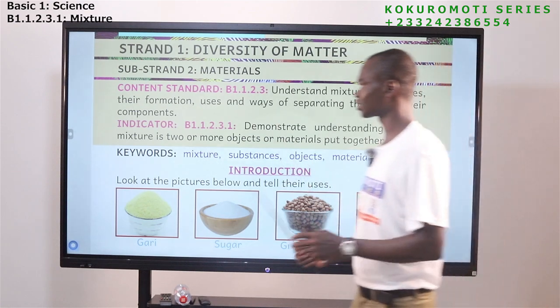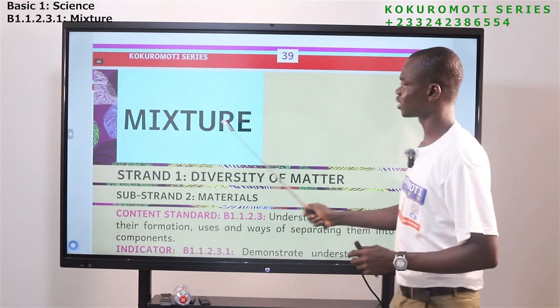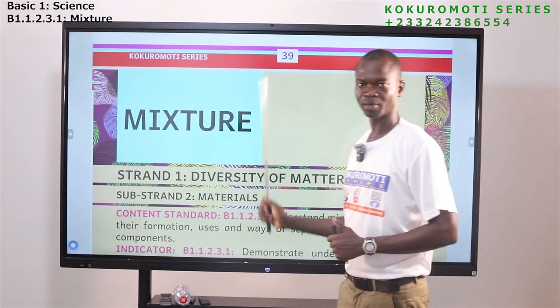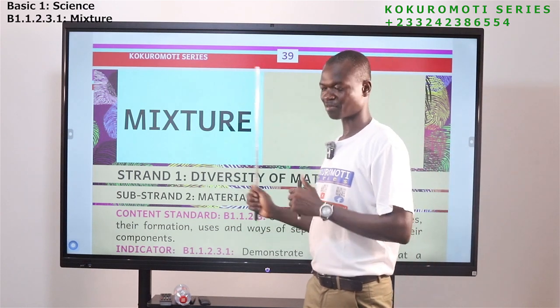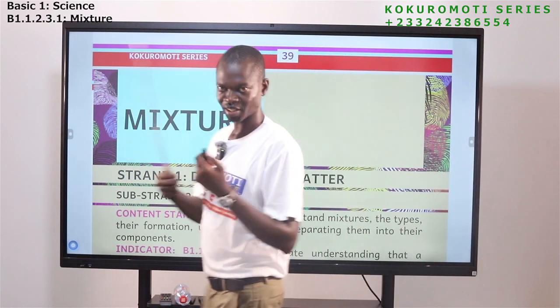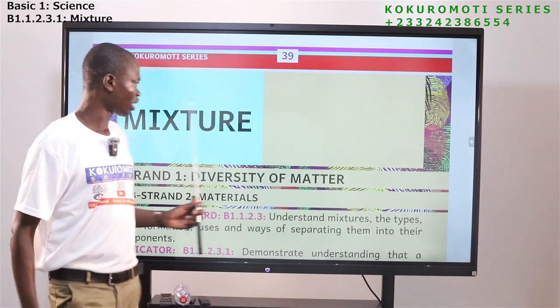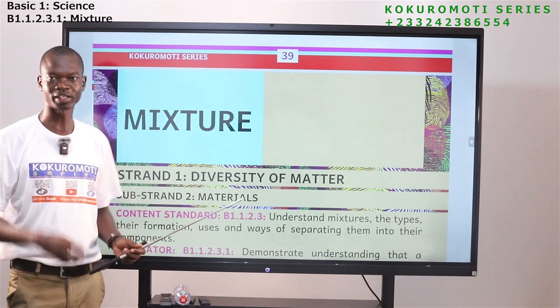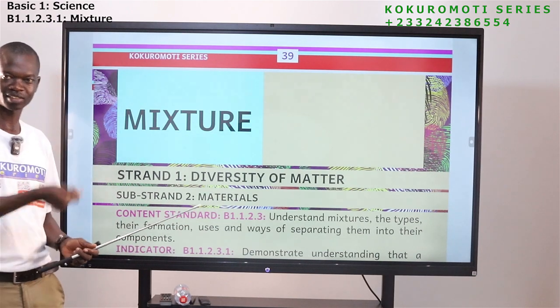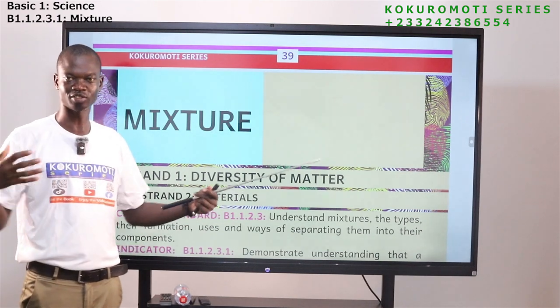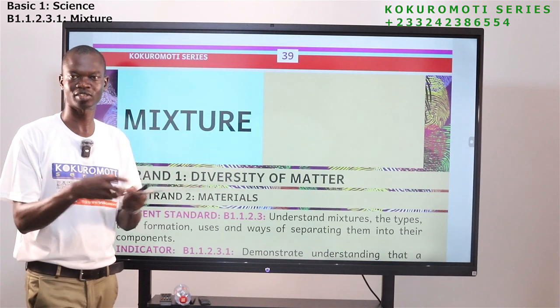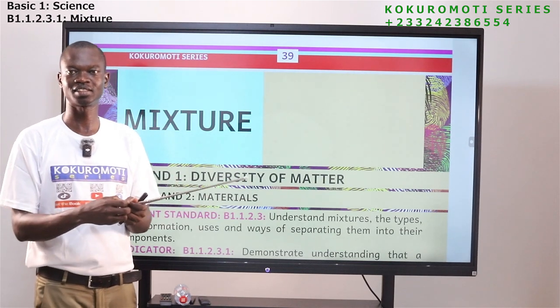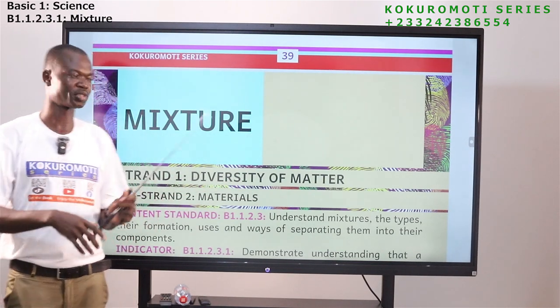So today's lesson, we are looking at what? Mixture. Have you heard about mixture before? The word mixture comes from the word mix. Mix it, meaning you have to put things together, combining things. Mixing something. Mixture.